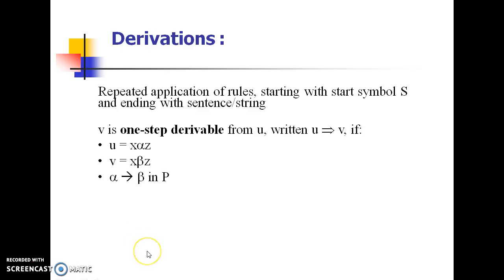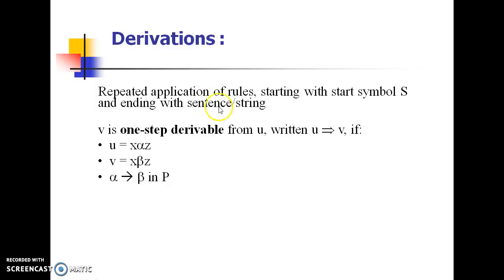Now, what is a derivation? Derivation is a process or procedure to prove that a string can be derived from the given grammar. While deriving, we repeatedly apply the production rules starting with the start symbol S, and at the end we are supposed to get a string belonging to the language.